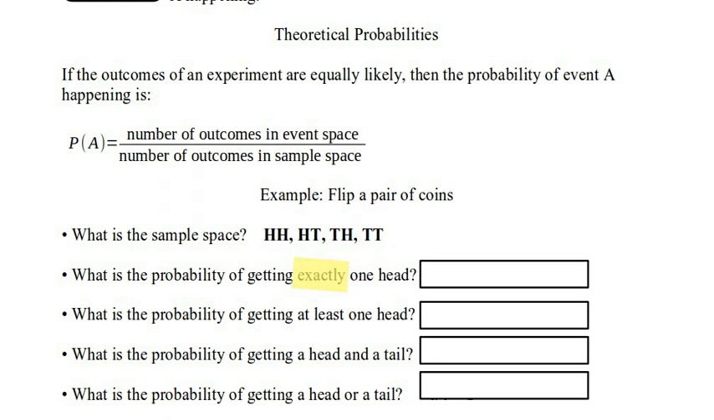The only things that apply to this question are a head followed by a tail or a tail followed by a head. Those are the only 2 situations out of the 4 in which we get exactly 1 head. So 2 out of 4 is our theoretical probability. We can simplify that to 1/2.